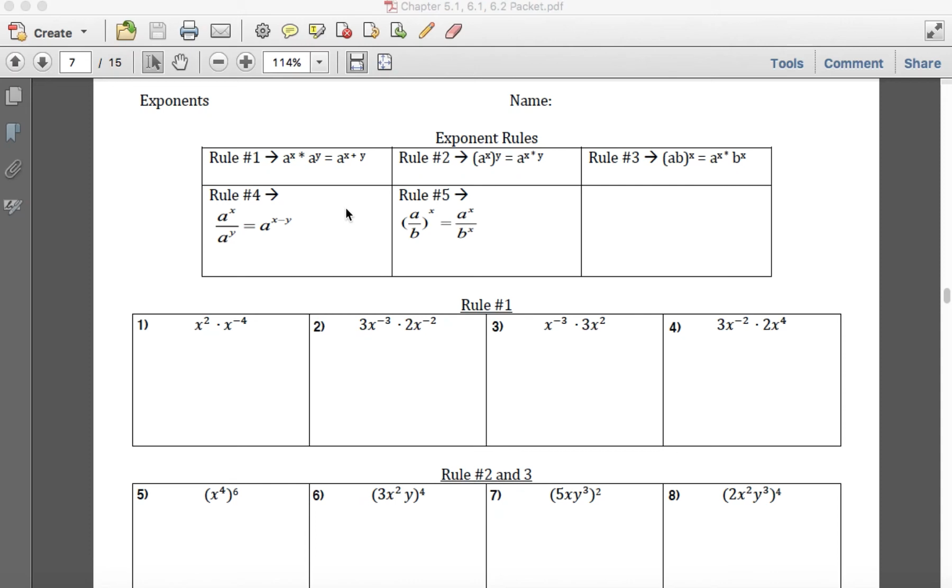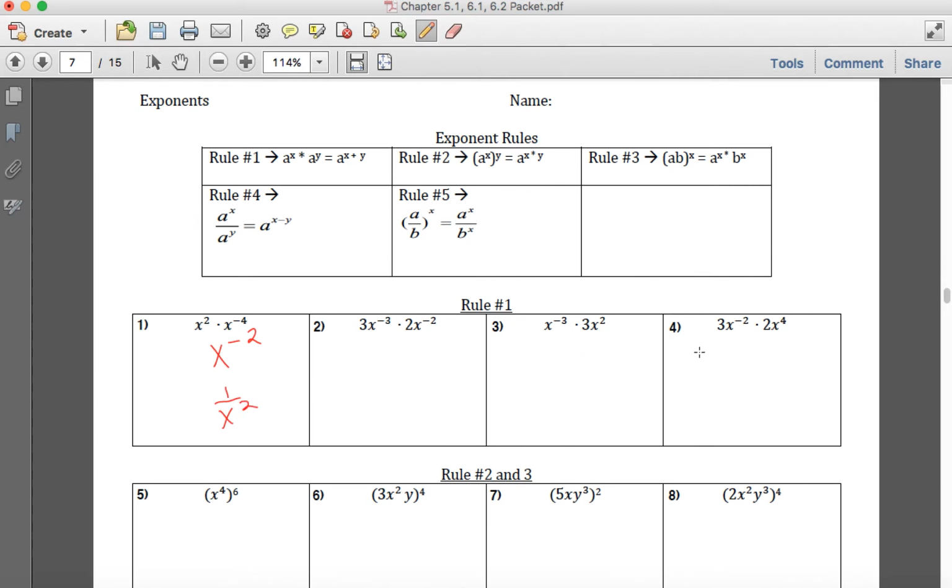All right, everybody, we're going to do a little review at the end of the packet, page 7 to the end. We're just going to pick some random problems, try to do a little bit of review. Okay? So we'll take problem number 1 here. X squared times x to the negative fourth. That's x to the negative second power, which is 1 over x squared.